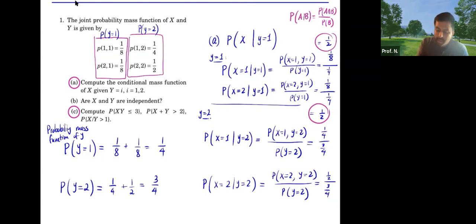So I define the probability mass function as y equals 1 or y equals 2, and then I want to know what the output is. When y equals 1, the probability is 1/4. When y equals 2, the probability is 3/4. And that's it. That would be my probability mass function. I just defined it.